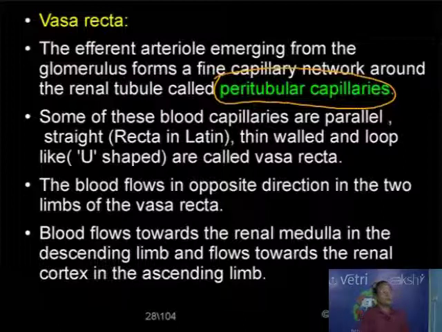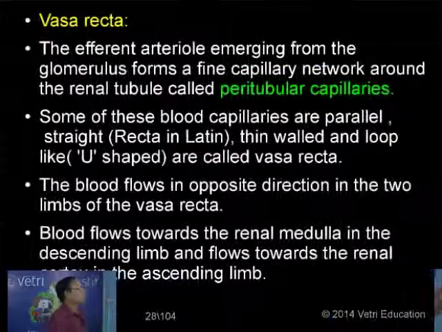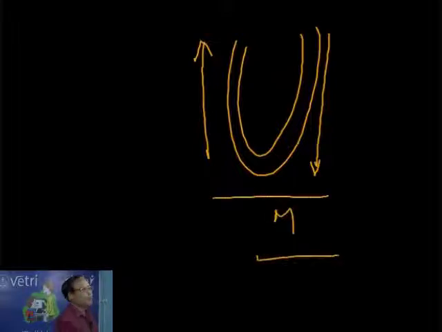In this picture, you can see that the blood flows in opposite directions in the two limbs of the vasa recta. This is the blood vessel, the vasa recta. This is the descending limb of the vasa recta, and this is the ascending limb. In the descending limb, the flow of blood is downward, towards the medulla of the kidney. In the ascending limb, it is towards the cortical region. So the flow of blood is in two different directions.